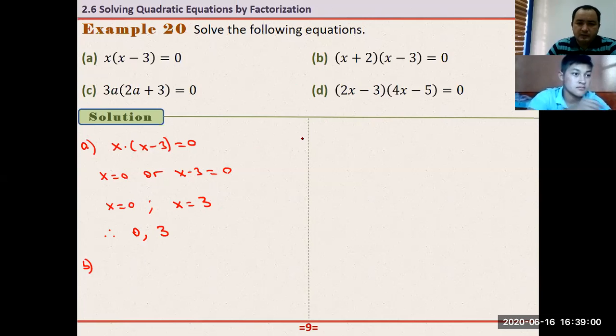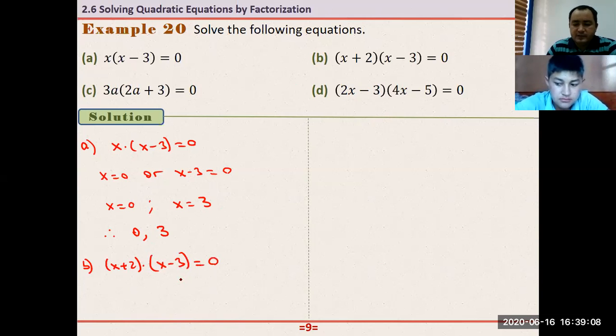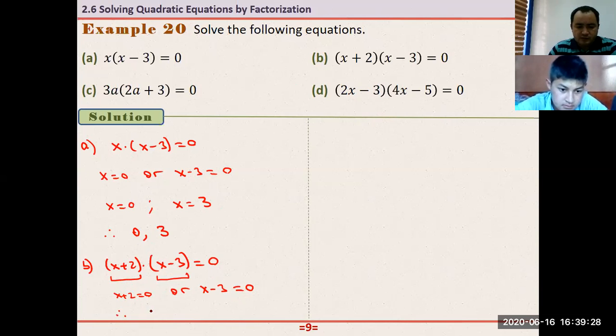Keyingi misolda, misol uchun B. Here we have x plus 2 times x minus 3 is equal to 0. It's also already factorized, right? So something here, A times B is equal to 0. So either this x plus 2 should be equal to 0 or x minus 3 should be equal to 0. Now if you solve them, what number plus 2 equals 0? So that is negative, minus 2. X sub 1 equals negative 2. And second one is X sub 2 must be plus 3. So 2 roots, right?